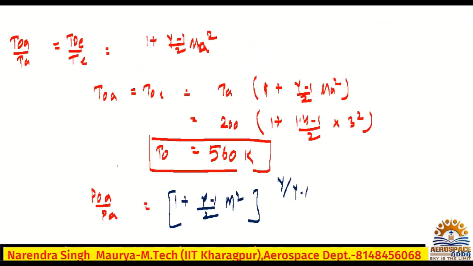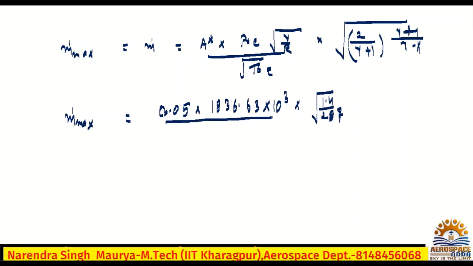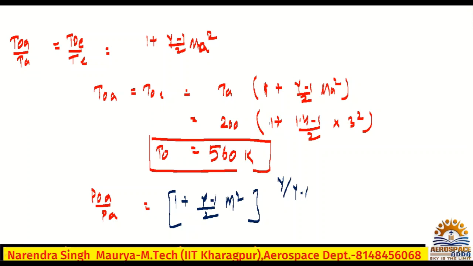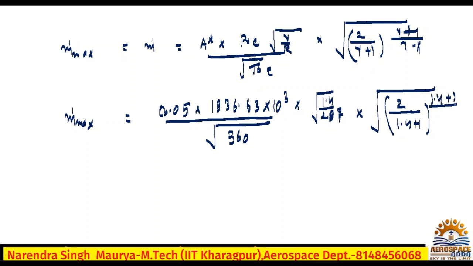What is the A star value? A star is 0.05. We'll write all the values here, dear. 0.05. Just now you have calculated, in my calculator, P naught is 1836.63 times 10 to the power 3. Okay. Into gamma 1.4 divided by 287, T naught E. What is the T naught E, or T naught? It is 560. Two upon 1.4, the whole power 0.4 plus 1 divided by 1.4.